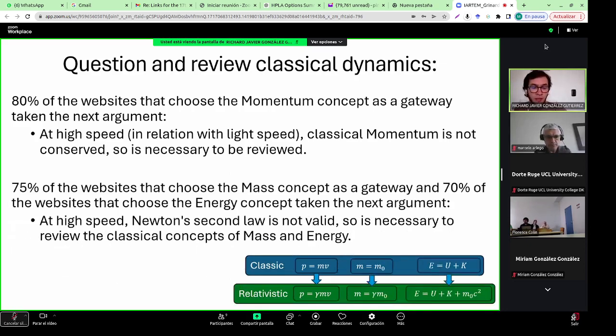And 75% of the websites that choose the mass concept as a gateway, and 70% of the websites that choose the energy concept, take the following argument: at high speed, in relation to light speed, Newton's second law is not valid, so it's necessary to review the classical concepts of mass and energy.